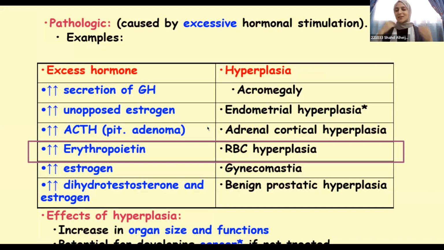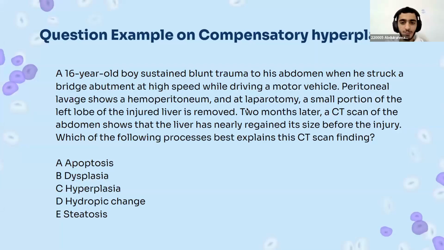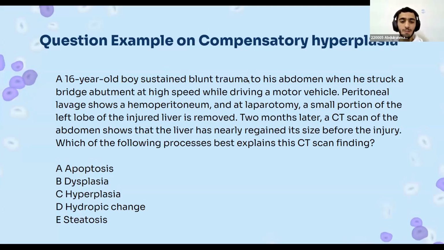Next question. As Shahd just mentioned, there are 2 different types of hyperplasia, and here's another question to show you how they could ask you about different concepts in hyperplasia. For example, a 16-year-old boy sustained blunt trauma to his abdomen when he struck a bridge abutment at high speed while driving. You can skip this, just go to the last part. A CT scan of the abdomen shows that the liver has nearly regained its size before the injury.